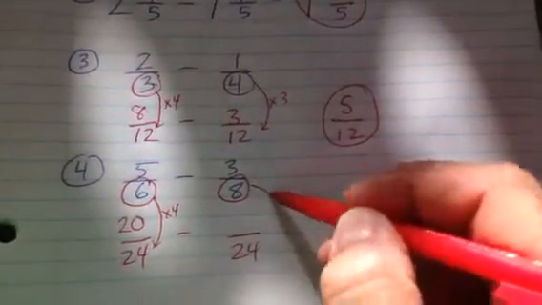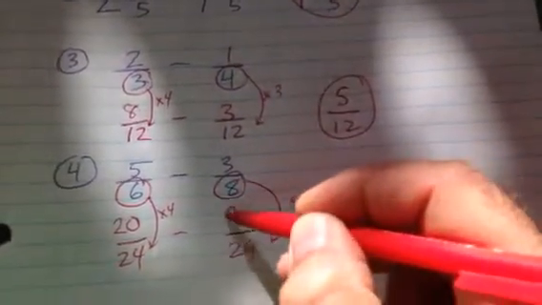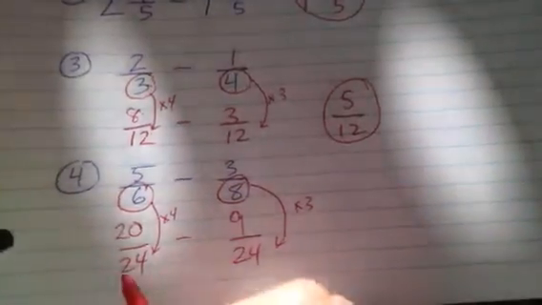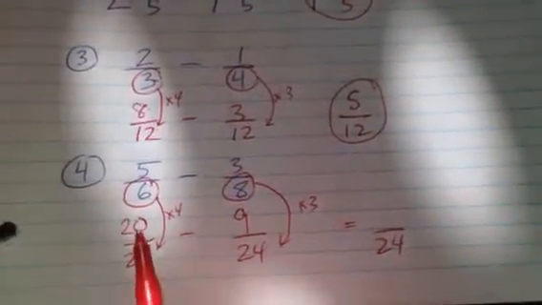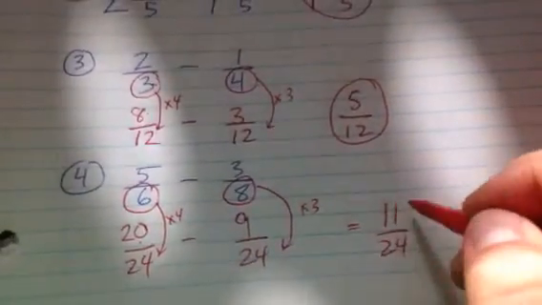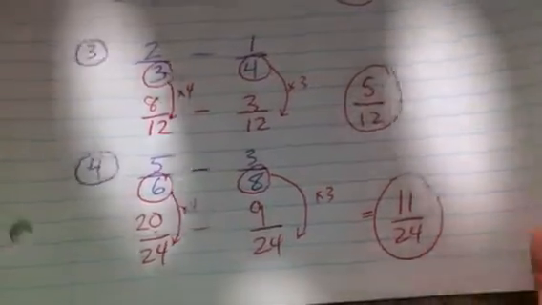Here we ask how many 8's go into 24. The answer is times 3. So 3 times 3, this is 9. So now when we subtract, we keep the bottom number the same, 24, and we subtract the top. 20 take away 9 is 11. And that doesn't reduce. That's 11/24. So pretty straightforward.